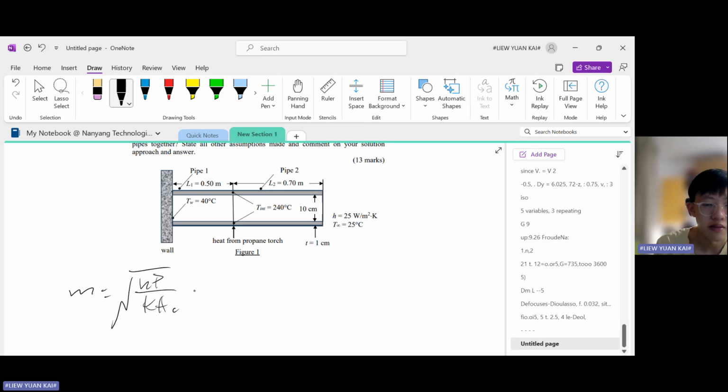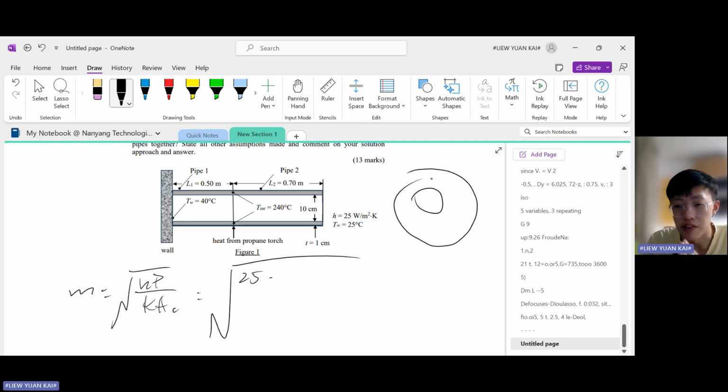Okay, so let's plug in the values. So this is 25. The perimeter, which perimeter are they referring to? The perimeter they're referring to is where convection occurs. So the perimeter where convection occurs is this outer perimeter. Remember that they say to assume that the convection coefficient inside is negligible. So there's no convection inside. That's why you don't use this perimeter. You use the outer one.